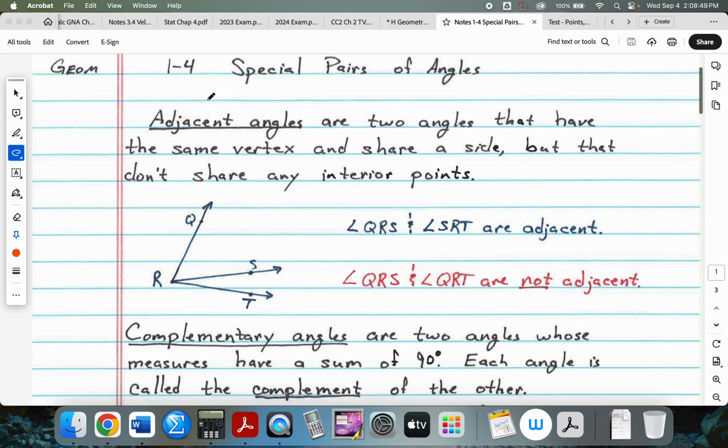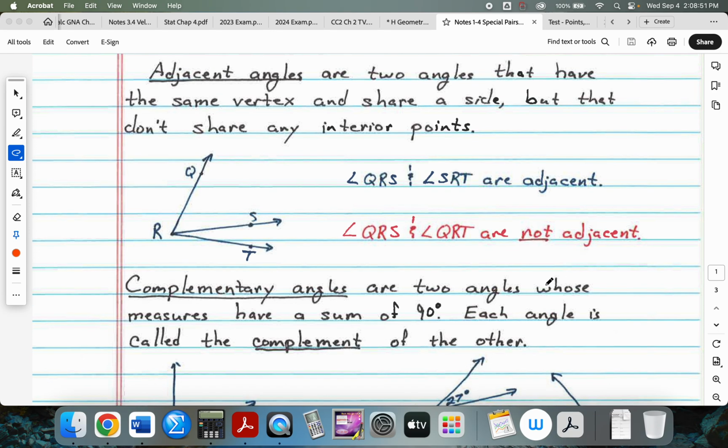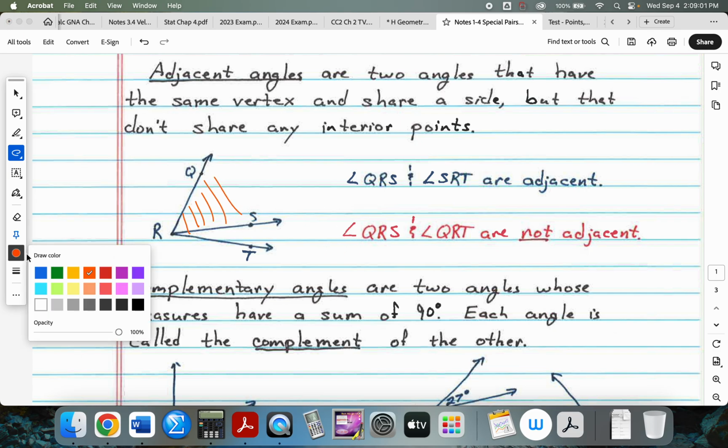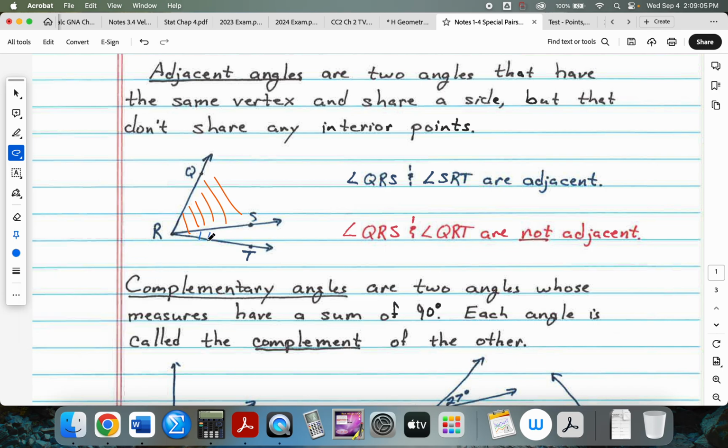So here, if I look at angle QRS, you don't need to do this, but I'm going to shade it in real quick. Don't worry about doing this, but if I shade QRS, and then I shade in SRT's interior, see how those are right next to each other? They share that wall, they share that ray. That's adjacent.